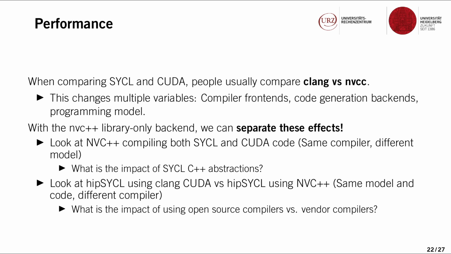Or we can look at HipSYCL using Clang CUDA versus HipSYCL using NVC++. So we can keep the model the same and we can keep the code the same, but we are using a different compiler. And then we can make a statement about what the impact of using open source compilers is versus vendor compilers.